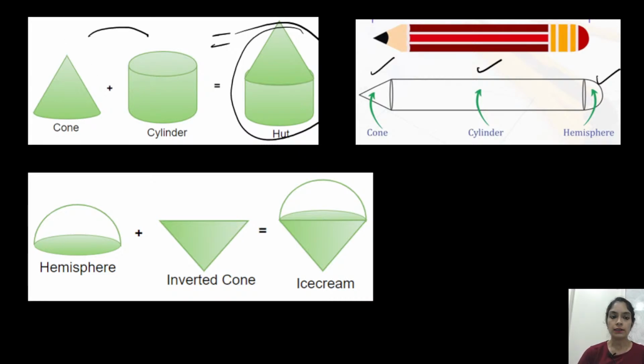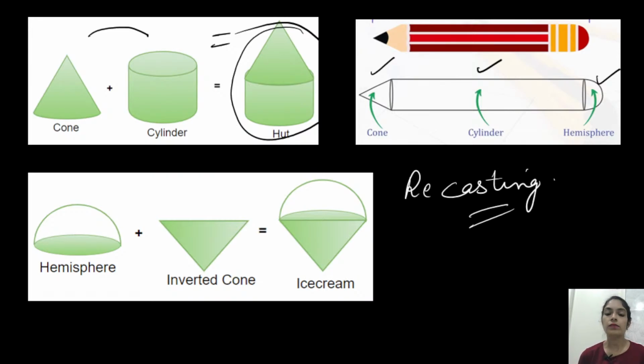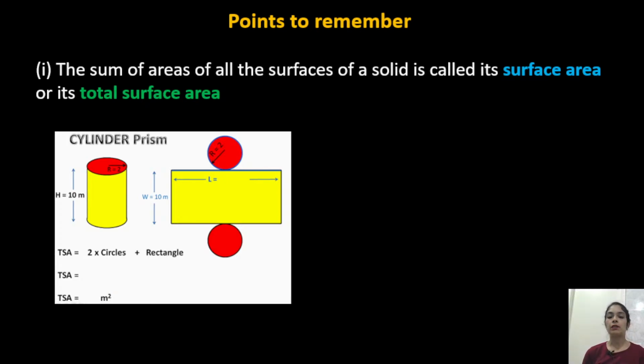Or one more concept apart from combination, that is recasting. So recasting of solids also we will be studying. So before we start the chapter, there are few points which you have to remember also. So first of all, what is surface area?